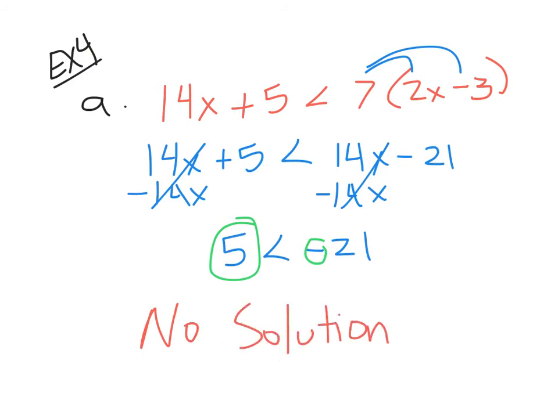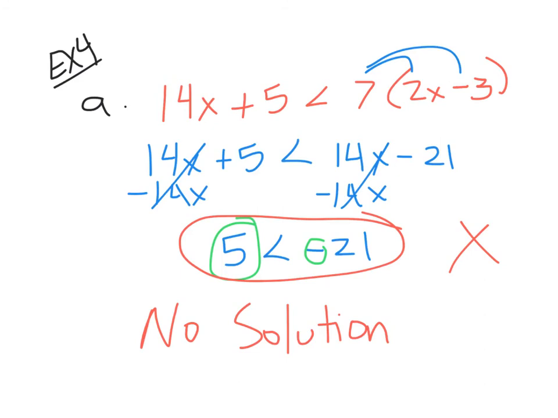So if you come to the end of your equation and you've gotten rid of your variable x, you have to look at the statement that's left and see, well, is the statement true or false? In this case, it's false. You can't have 5 less than negative 21. So you'd say no solution.